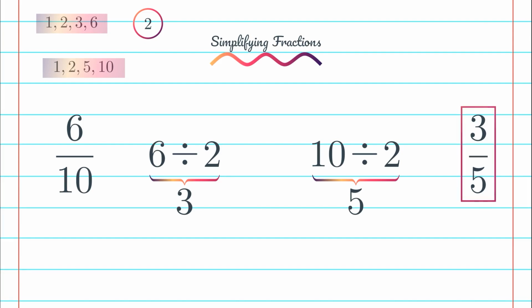I hope it is a bit clear now. Well, don't worry if you didn't get it. Let's take another example to understand this better. Let's simplify the fraction 20 over 8. To simplify this fraction, we'll list the factors of 20 and 8.